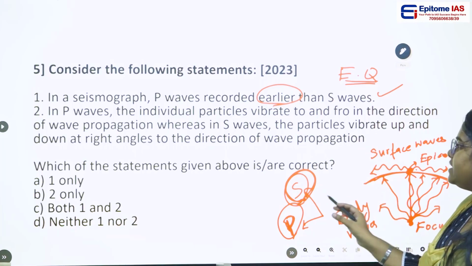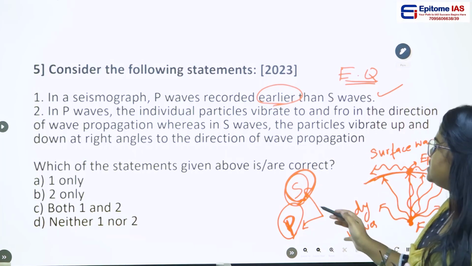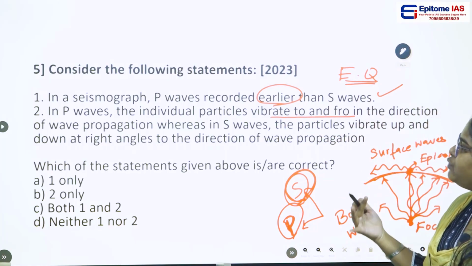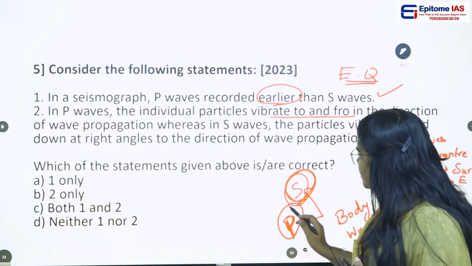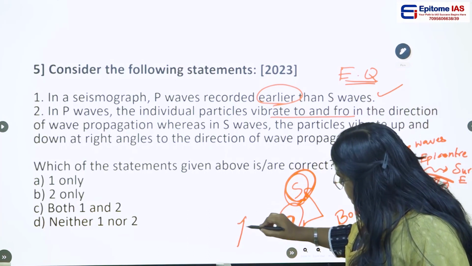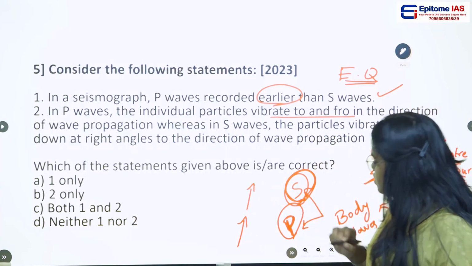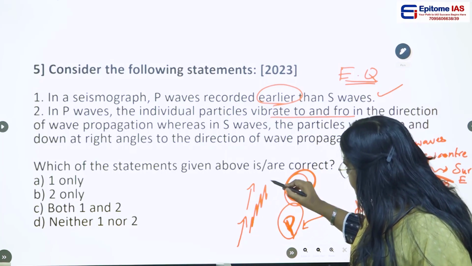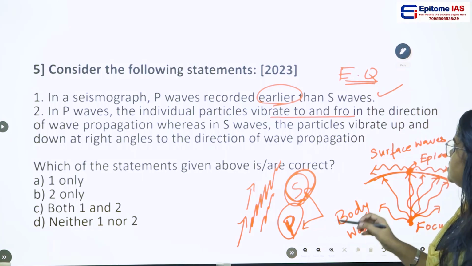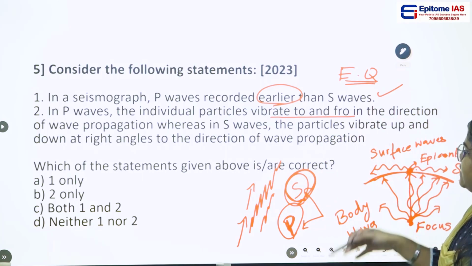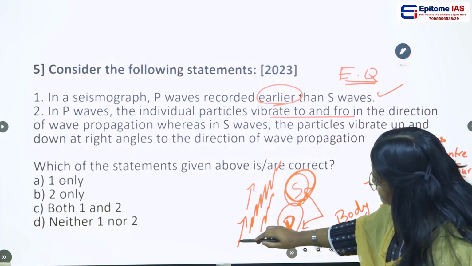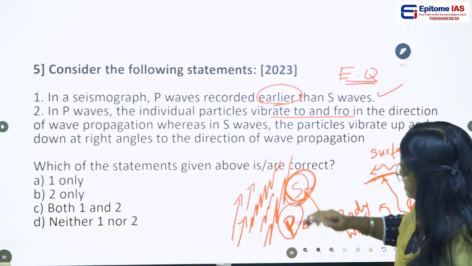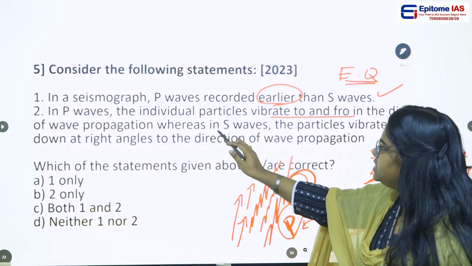And if you see the second statement, it is saying that the P waves vibrate to and fro in the direction of wave propagation. Yes, this is true. Let's say these P waves are traveling in this direction. So what happens is, it vibrates to and fro like this, in the direction of the wave itself. So this part of the statement is correct.